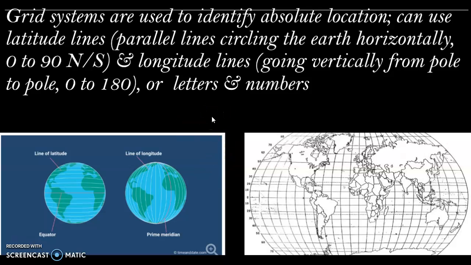Sometimes, if it's a travel map or a road map, instead of lines of latitude and longitude, they'll just have a grid system on the map that shows letters and numbers. Here is a world map that shows those lines of latitude and longitude intersecting each other.